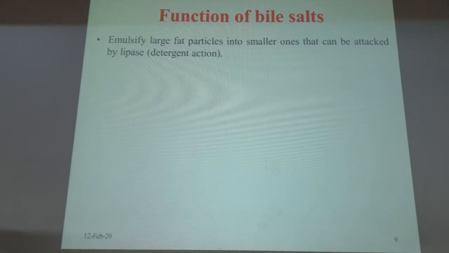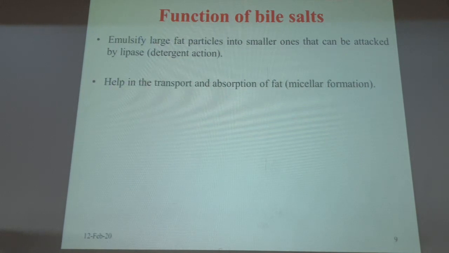This is the function of bile salt. Of course, the lipid in the intestine, it will make it smaller, surrounded by bile salts, to be easily acted on by lipase enzyme. And through the formation of micelles, it will help in the transport and absorption of fat.